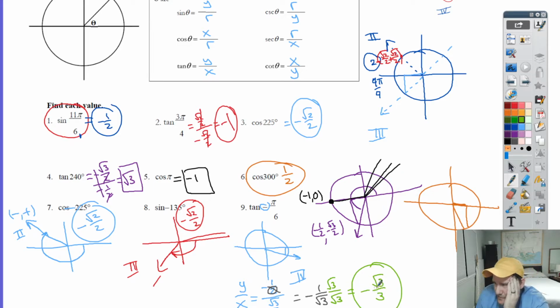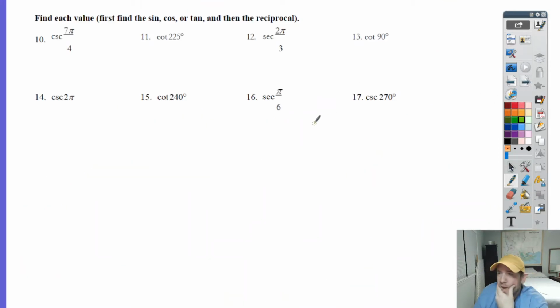Notice that's not a coordinate from the unit circle. That's a combination of two coordinates from the unit circle. It's a combination of the 1/2 and the root 3 over 2's. All right, that's 1 through 9. Let's do a bazillion more of these.